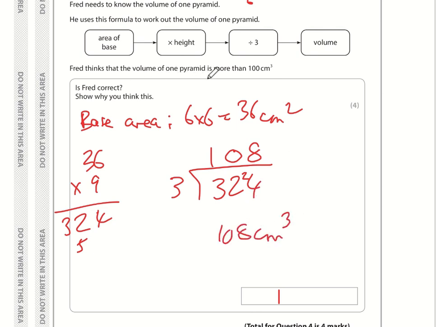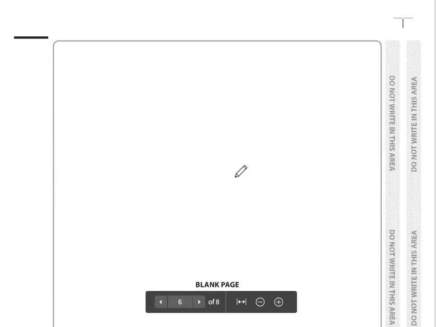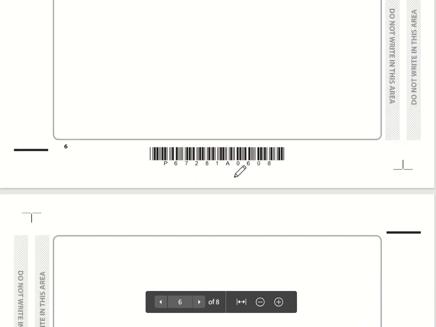Fred thinks that the volume of one pyramid is more than 100. So is Fred correct? The answer is yes. The answer is not 108 cubic centimetres, although in reality the answer is 108, but we do need to put in the yes to confirm it. And that is the end of section A.